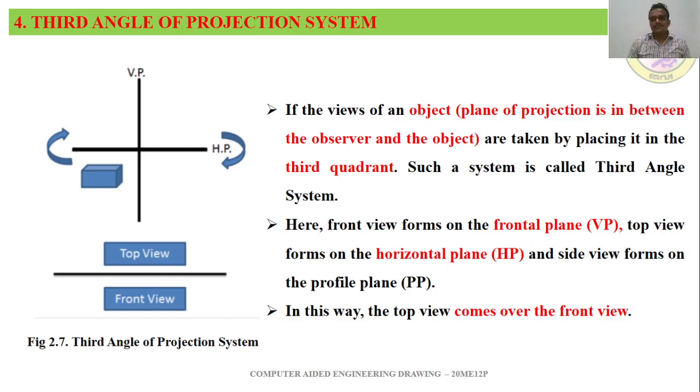Now you understand the features of the third angle projection system. If the views of an object are taken with the plane of projection in between the observer and the object, by placing it in the third quadrant, such a system is called third angle projection. So what is happening here is that the plane of projection is in between the observer and the object. In first angle, the plane was here, the object was here, and the observer was here.